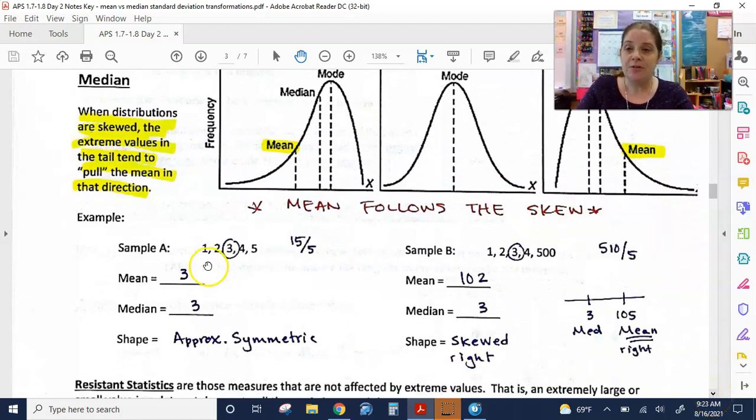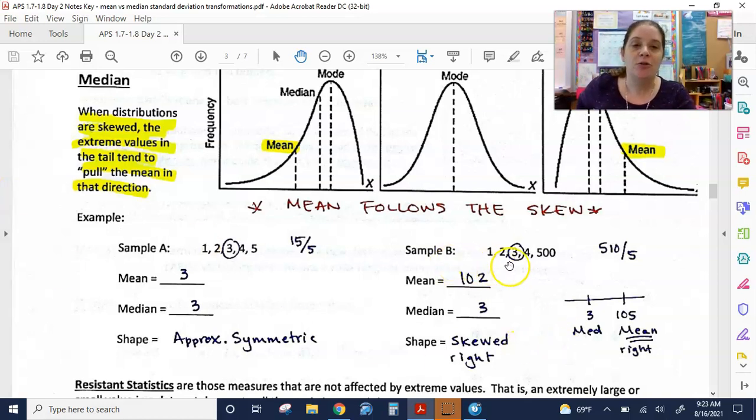All right, so for example, sample A here is 1, 2, 3, 4, and 5. The mean would be 3, add them up, divide by how many there are, and the median is also 3. And since those are about the same, if I was trying to make a guess of what the shape is, I would guess the shape to be approximately symmetric. Now, without the actual data, I can't know that for sure, so remember that we're just making a guess.